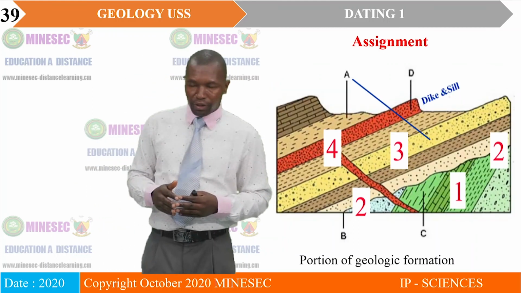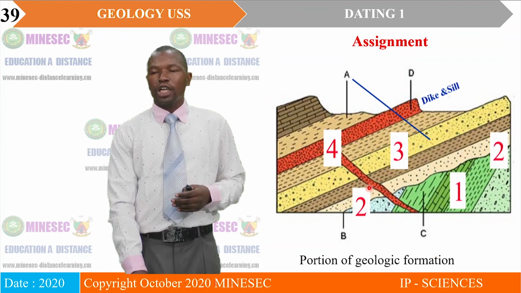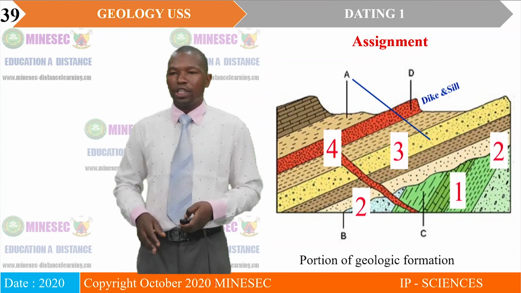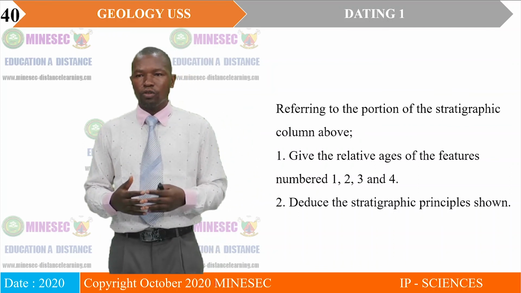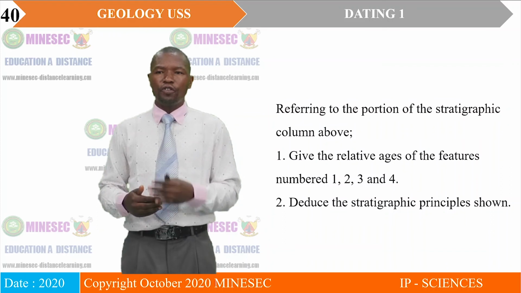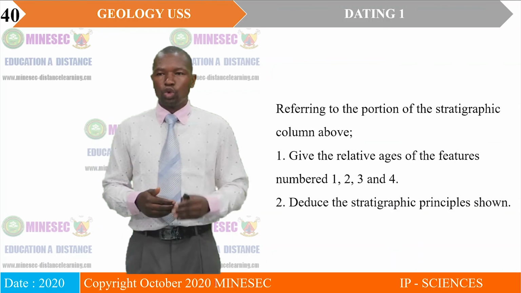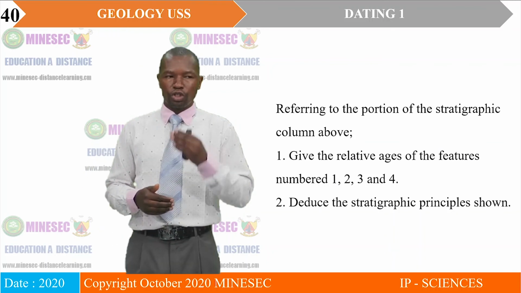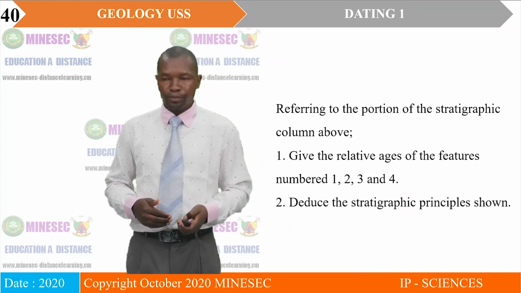Now, as our assignment, we are going to do an observation of a portion of a geologic formation. You shall take note of the way the numbering is done. Each number there represents a geologic event. After observing that, you shall answer this question. Referring to the portion of the geologic column above, one, give the relative ages of the features numbered 1, 2, 3, and 4. Then number two, deduce the stratigraphic principles shown. Remember that we have done a lesson on the different principles of stratigraphy.